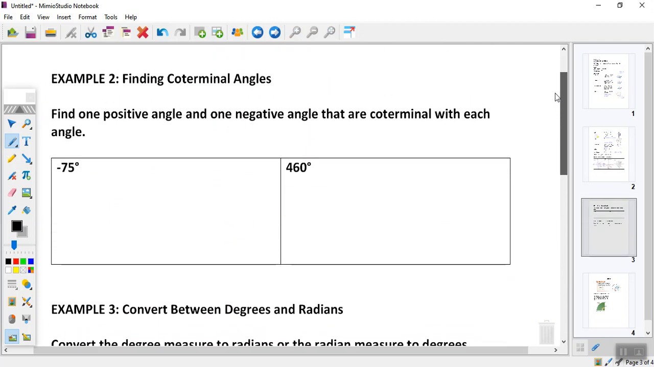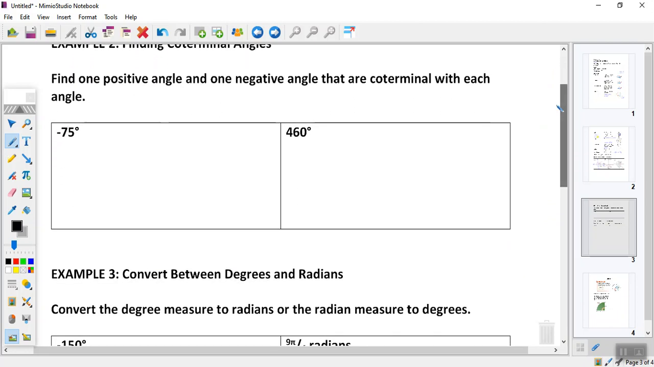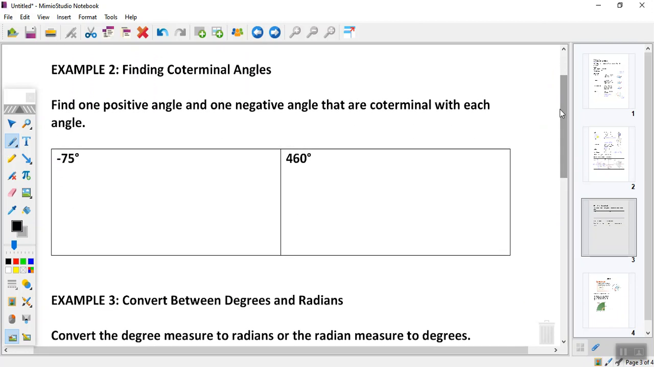Okay, so we've talked about this already, kids. Finding coterminal angles simply means you're either adding or subtracting how much? 360. And you can do it as many times as you want. You're either adding or subtracting 360 a certain number of times. In this example, it says find one positive angle and one negative angle that are coterminal with each angle. For instance, we start with negative 75 degrees.